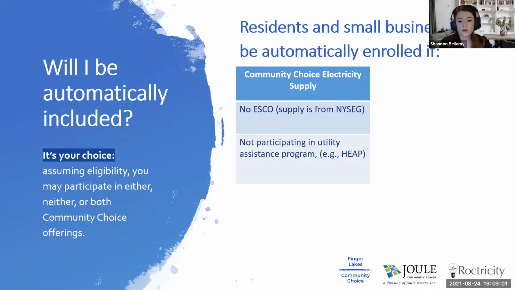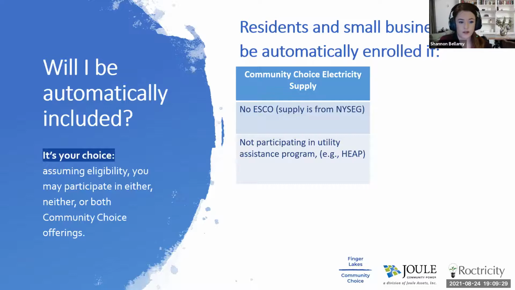So next, people want to know who's included, who will be automatically impacted. So it's your choice, of course, assuming eligibility. You may participate in either, neither, or both offerings. So you'll be automatically enrolled, or you would have already been automatically enrolled in the supply portion if you didn't have a third-party supplier or an ESCO already, or you get your supplier, or participating in utility assistance program HEAP.